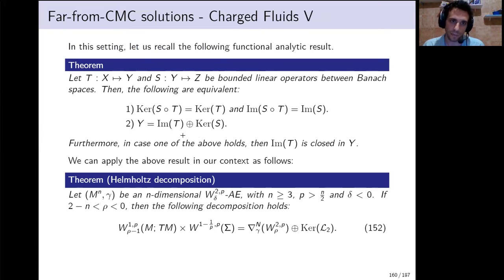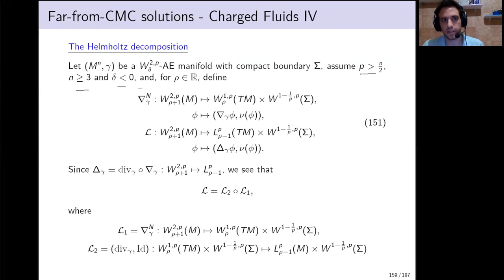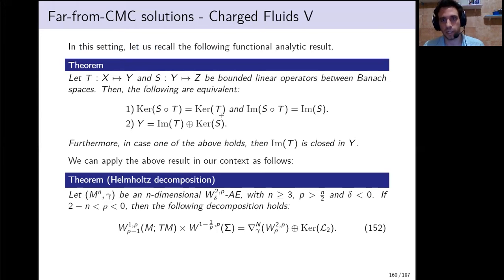So for us, the idea is to be able to apply this theorem. And in particular for us, our composition here is going to be precisely the Laplacian with Neumann conditions. And this intermediary space Y here is going to be this space, this Banach space. And here is basically where the electric one form lives. So we're going to split that space and then apply the splitting to the electric one form. So this is the Helmholtz decomposition.